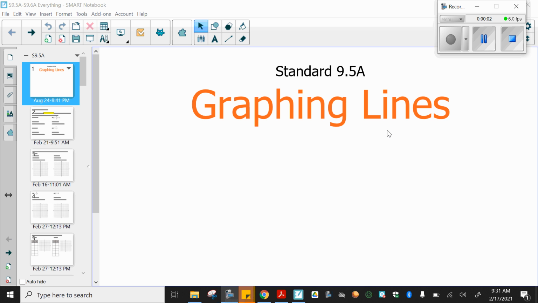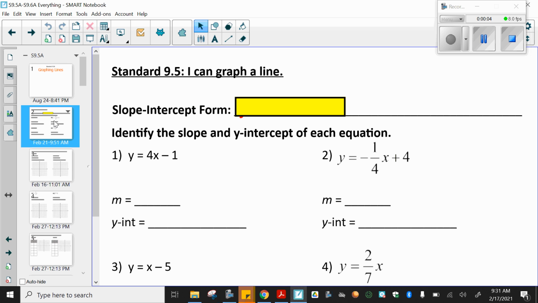in Standard 9.5A. Standard 9.5 says that I can graph a line. Some information to cover before we get to that. Alright, so slope-intercept form, remember, is y equals mx plus b. We're going to use that again today. So to start, identify the slope and y-intercept of each equation.